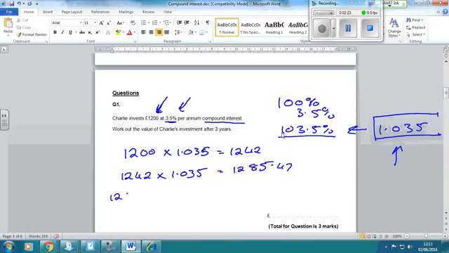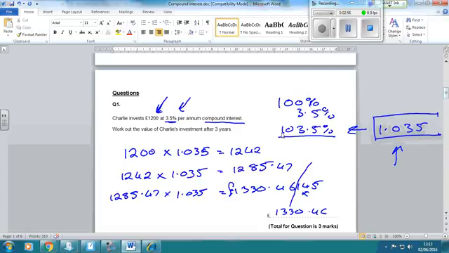So if we do 1285.47 times by 1.035, that's what it's going to be after 3 years, which is 1,330.46145, which obviously is nonsense because this is money, so we need to round to the nearest penny. So that's going to be £1,330, and the pence will end there. We don't need to round it up, so it's just going to be 46 pence. Now that's how you do it if you weren't that confident.